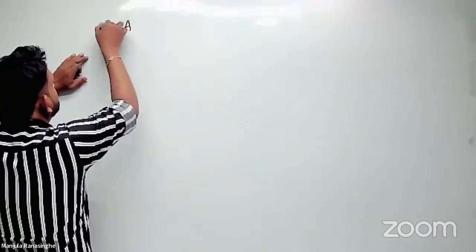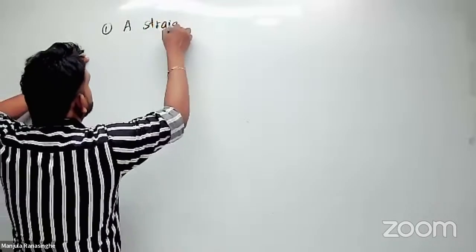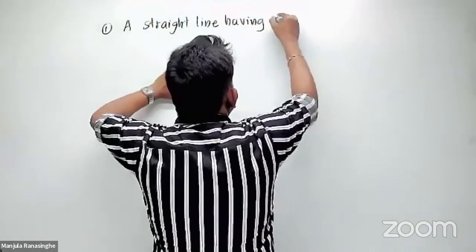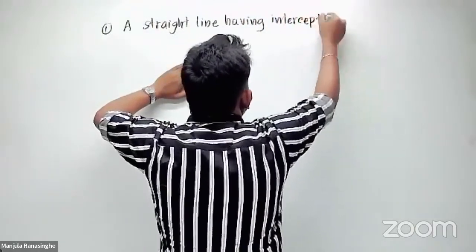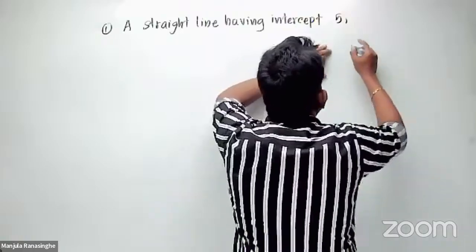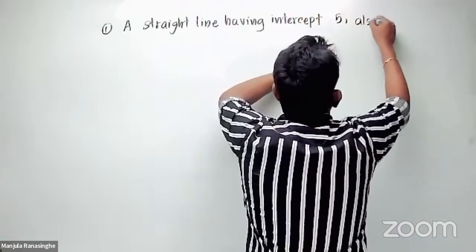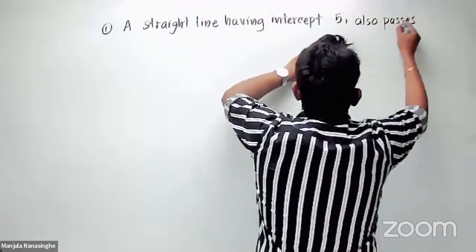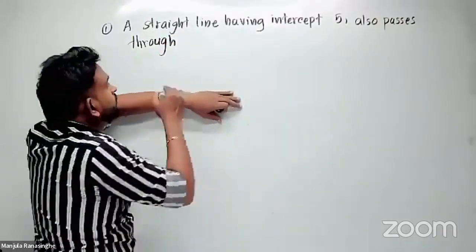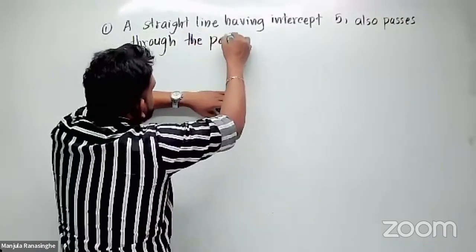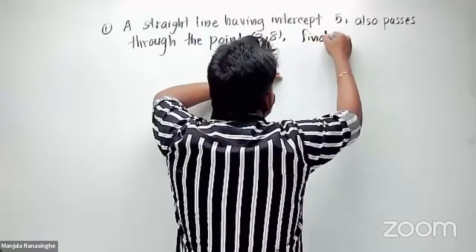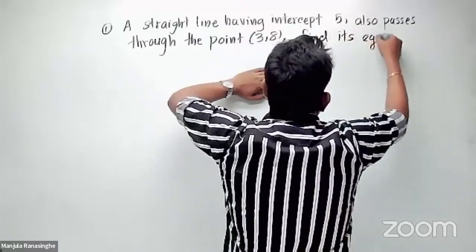A straight line, write down: a straight line having intercept 5 also passes through the point 3, 8. Find its equation.